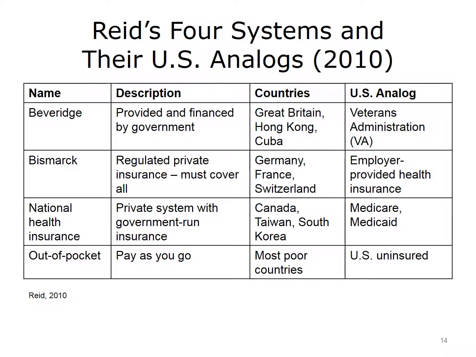The final model is out-of-pocket health care, where individuals pay as they go. Most poor countries around the world that cannot afford a comprehensive healthcare system use this approach, which basically ends up having those who have wealth being able to get healthcare and those who don't have wealth not being able to get it. There are many citizens in the U.S. who function under this model, namely those who lack health insurance. One point that Reid wanted to make was that there are different models, and the U.S. has within its system people who are covered by the approach of each of these 4 models.